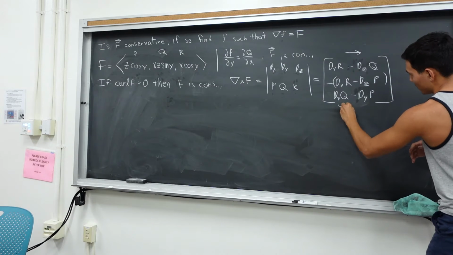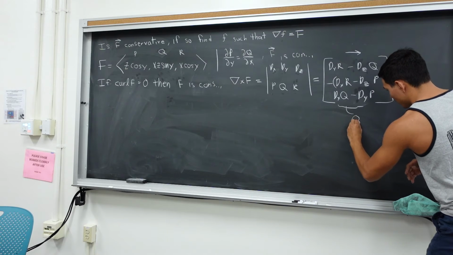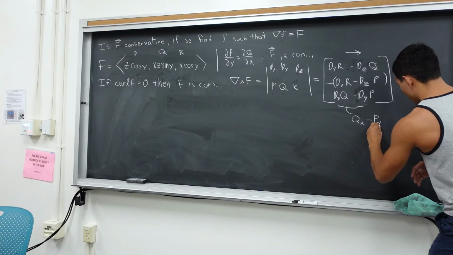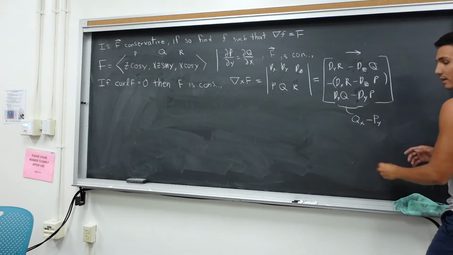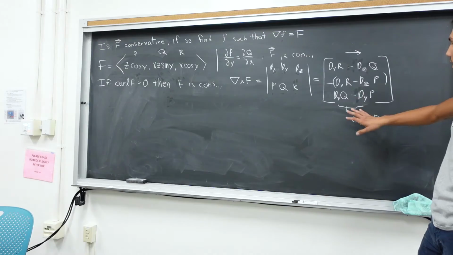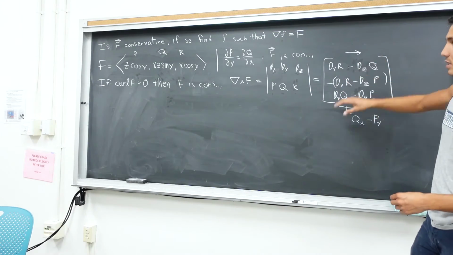And notice real quick, this would be Q with respect to x minus P with respect to y, and that is what you see a lot in Green's theorem, right? Just remember that that's where Green's theorem comes from. Nonetheless, let's actually do this math here.